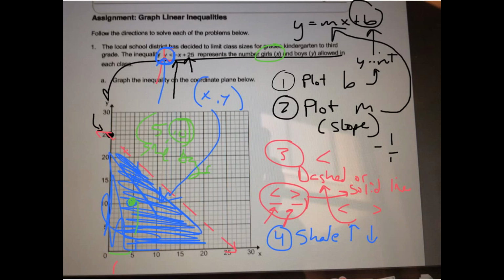We could do 20 and 0, which means we have 20 girls in there and no boys in there.